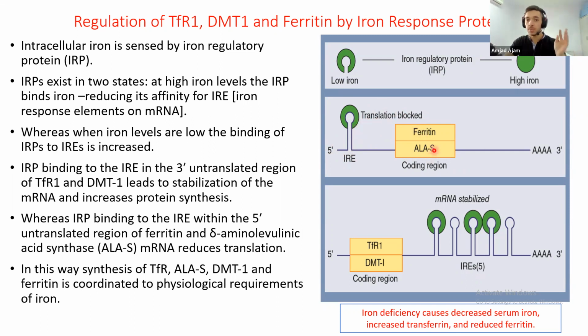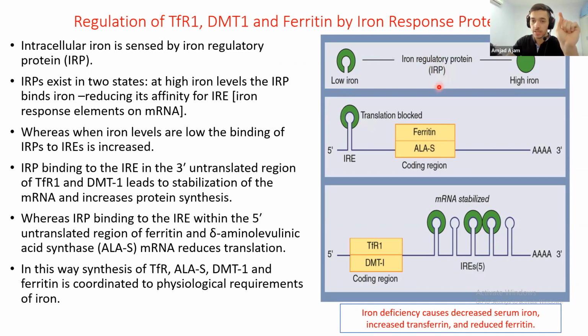It makes sense, right? Because we said that when we have low iron, we don't need ferritin, because ferritin stores iron inside the cell. So if we don't have iron, we don't require ferritin, and the same for ALA.